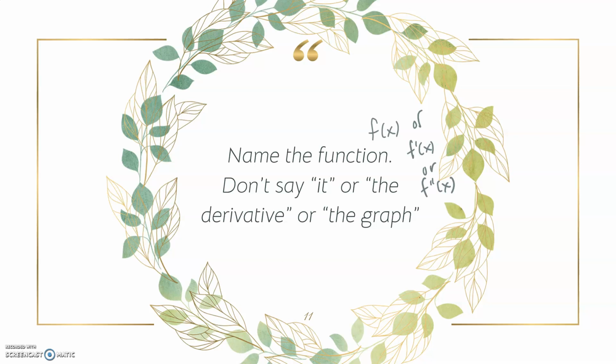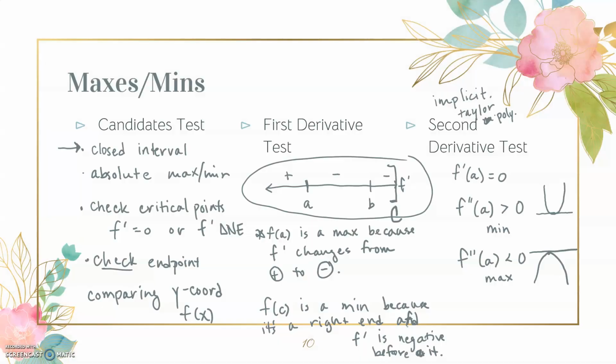Another word of warning, finding a maximum or a minimum on your calculator is certainly allowed. They can't stop you, but it is not a justification. So you want to make sure that you're using these calculus justifications for any time you have to talk about a maximum or a minimum.